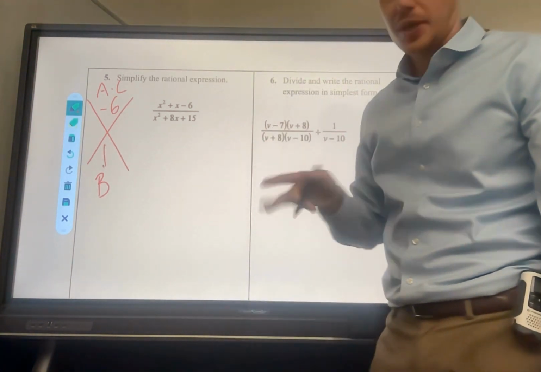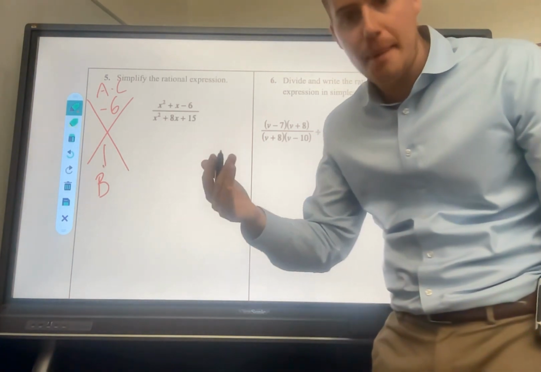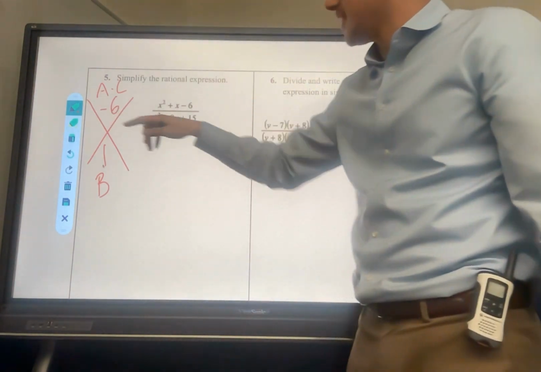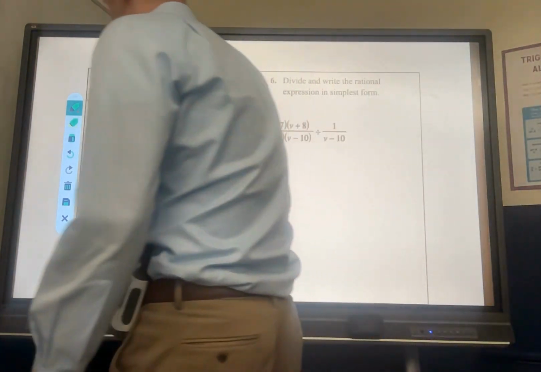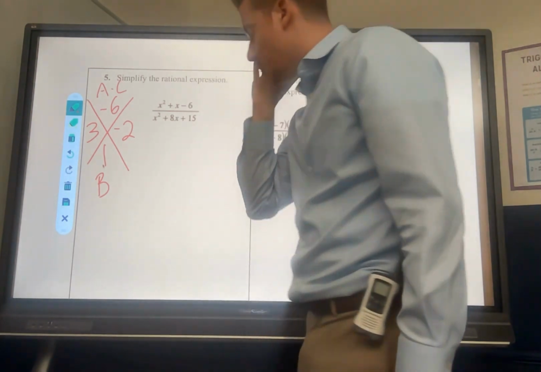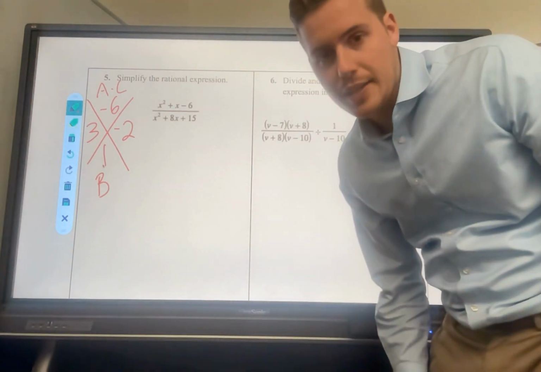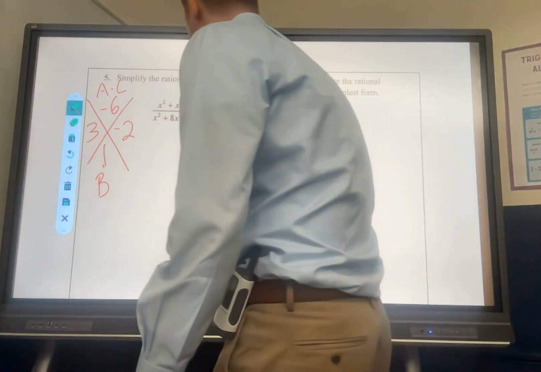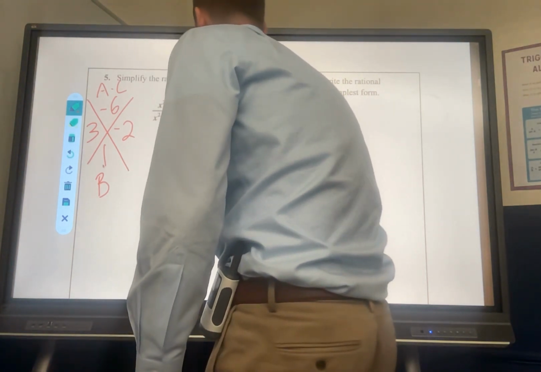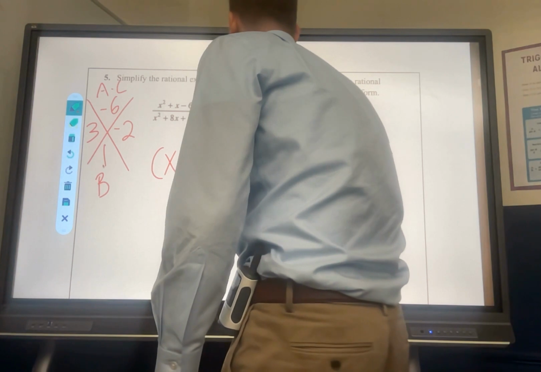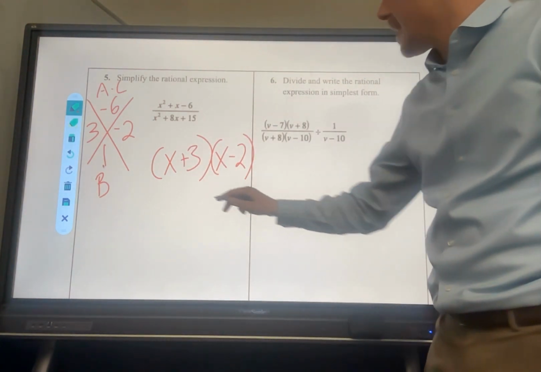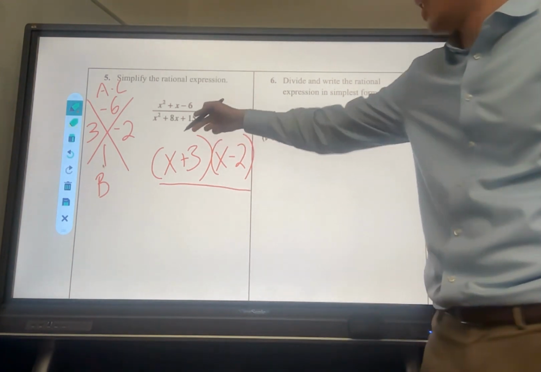Okay, so I'm looking for two numbers that multiply to the top and add to the bottom. So two numbers that multiply to negative 6 and add to 1. Well, that is, let's see, positive 3 and negative 2. Yeah, that'll work out for us. Okay, so let's rewrite that. So our numerator here can be rewritten as x plus 3 times x minus 2. Awesome.